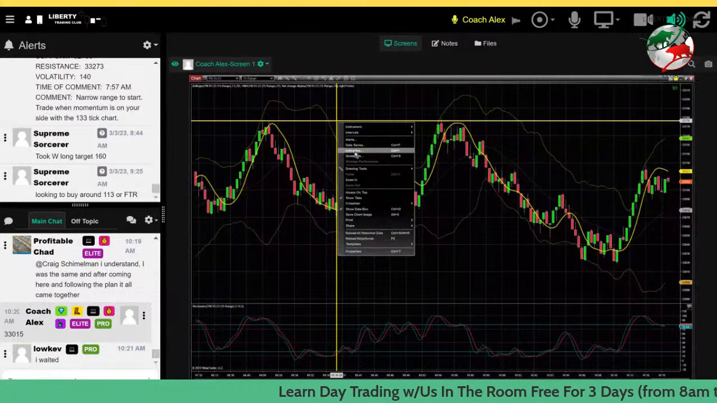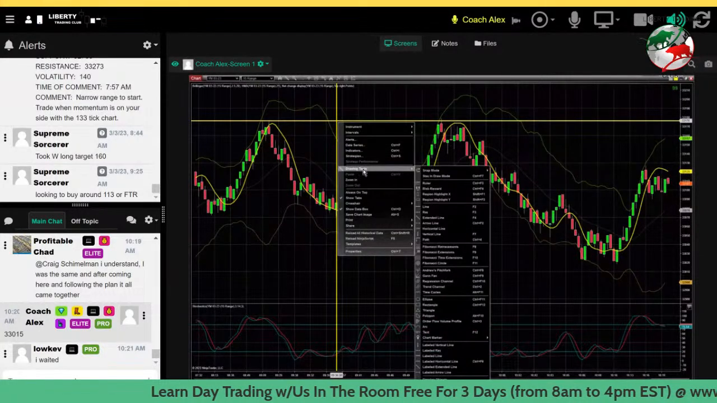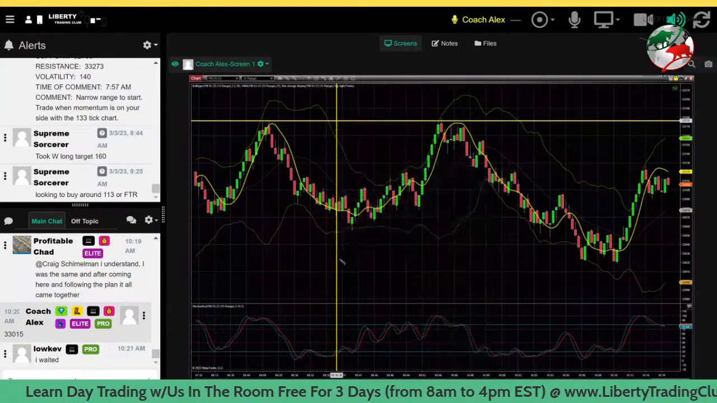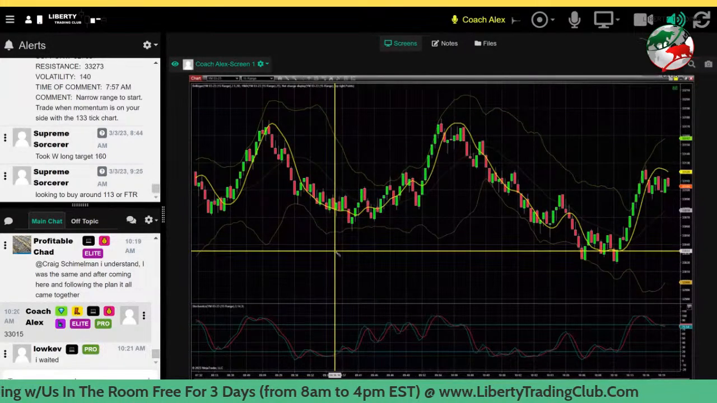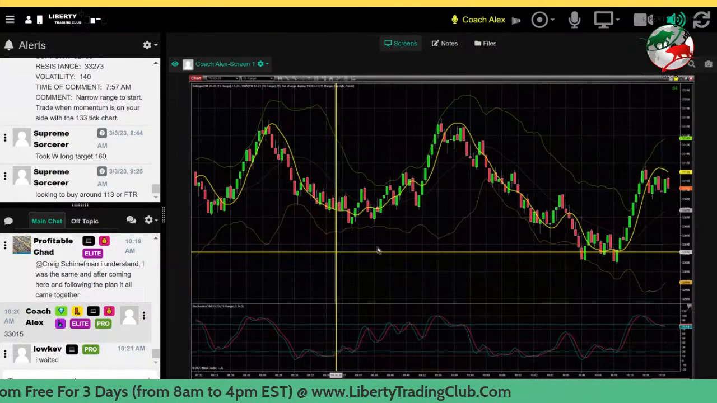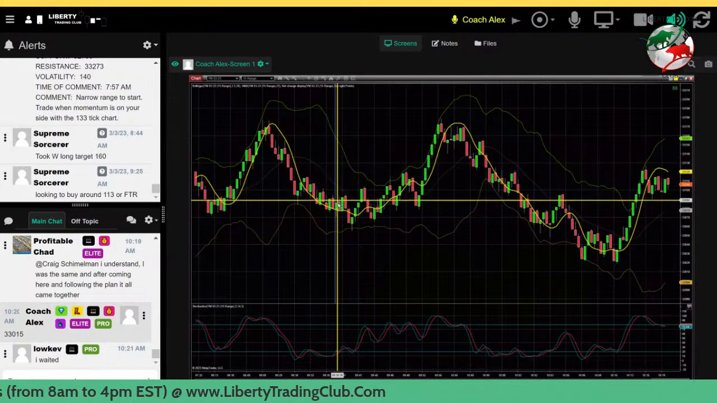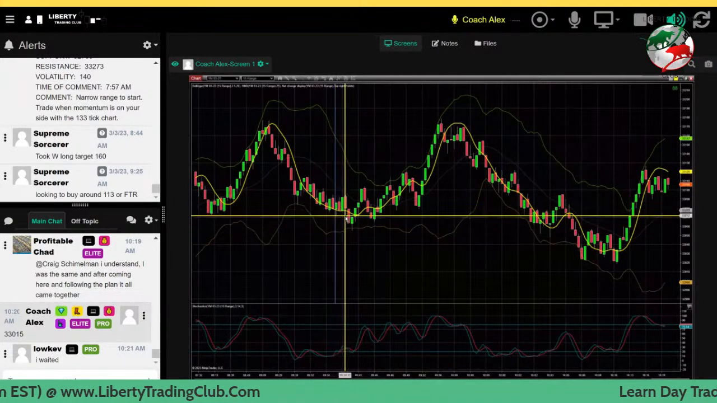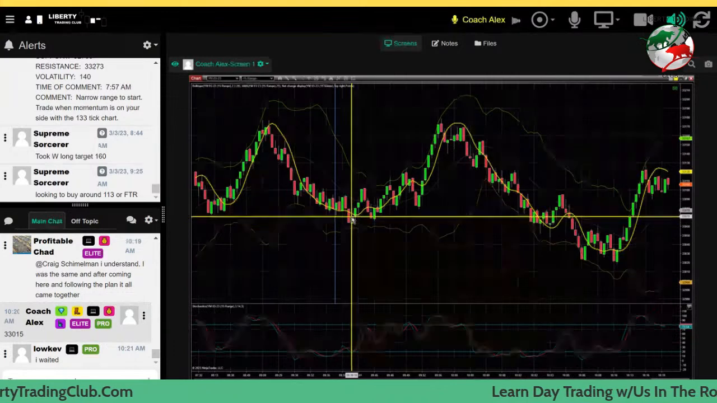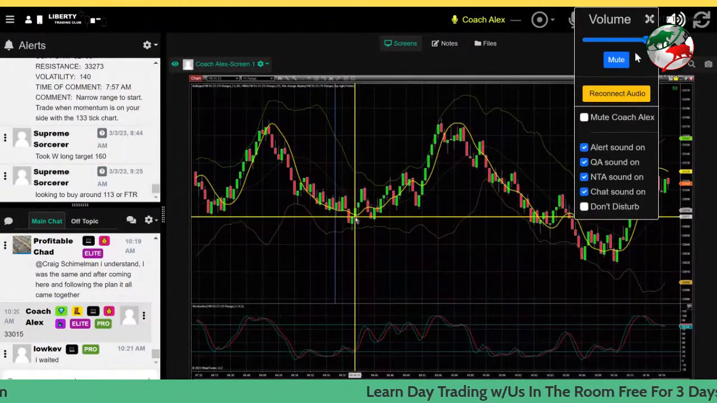All right, let's do a drawing, a vertical line. So there's your vertical line at 9:36. And you see what happened? It drops down. Now you've got an isolated bar, 16 ticks.